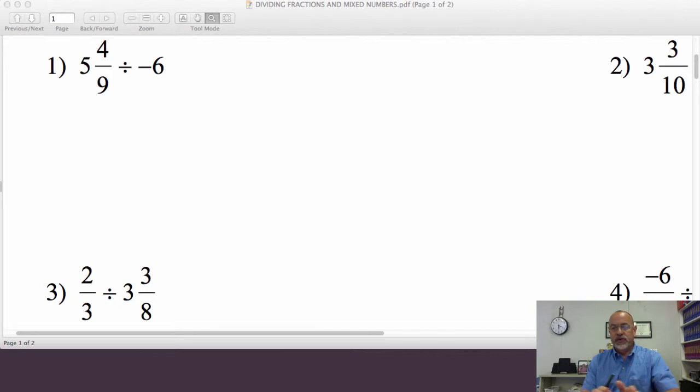This multiplication was the only operation where pre-reducing is possible. However, as you'll see as we go through this, there will come an opportunity for us to reduce when it comes to dividing fractions. So let's take a look at that and see what we can discover here.